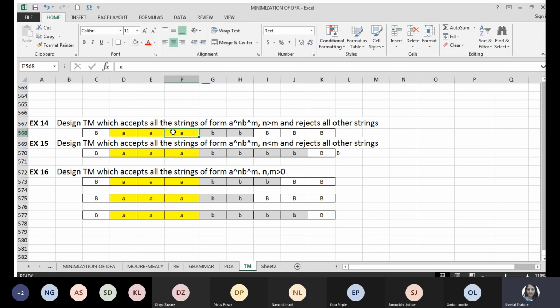What will be the scenario in this case? That this A will get converted to X and it will keep moving to right till it finds compensating B. A gets converted to X, but B is not there, rather it is encountering immediately Y. If you encounter Y, what you do? You move to its left. Left means you are supposed to find B, but it is finding X. So that will be the accepting condition for example number 14.